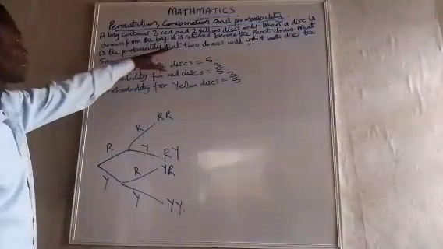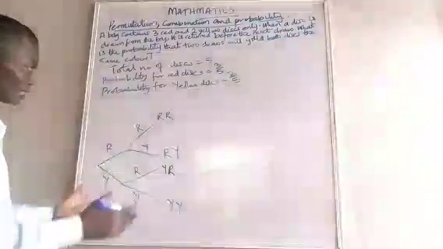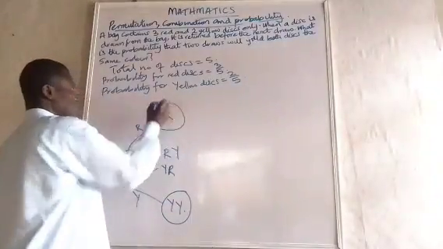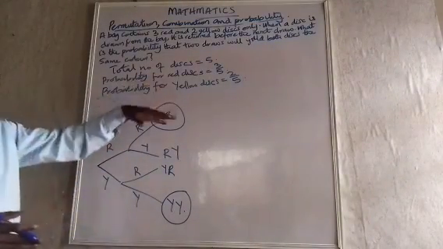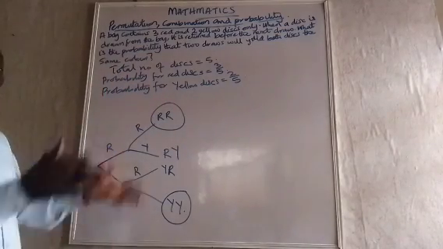And the question is asking us, what is the probability of having the same color when the two are drawn? What are the same colors we have in this situation? We have this and we have this. Those are the two colors. So, since it is returned, probability remains the same in the first situation and second situation.